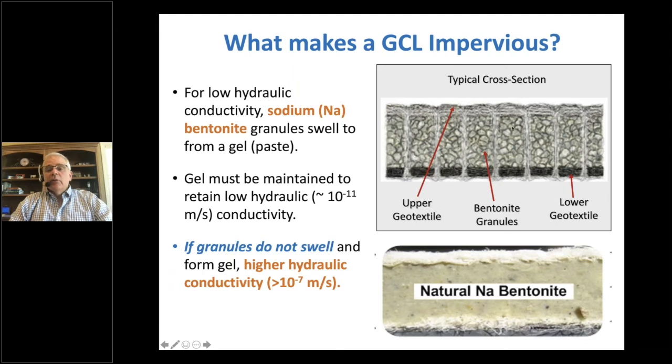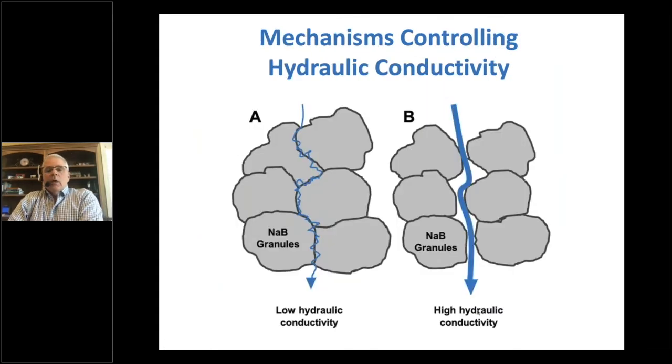On the other hand, if they don't swell, if they look like these granules I show here, it will be very, very permeable. So the effectiveness of these products, conventional GCL products with sodium bentonite, is all driven on whether that bentonite will transform from its granular state, whether it's truly a granular product or powdered, but a particulate material, to a hydrated gel type material that we see in the bottom. If the particles don't swell and they don't form that gel structure, which we call osmotic swelling, the hydraulic conductivity indeed will be very high. And so let's understand what conditions give rise to that.